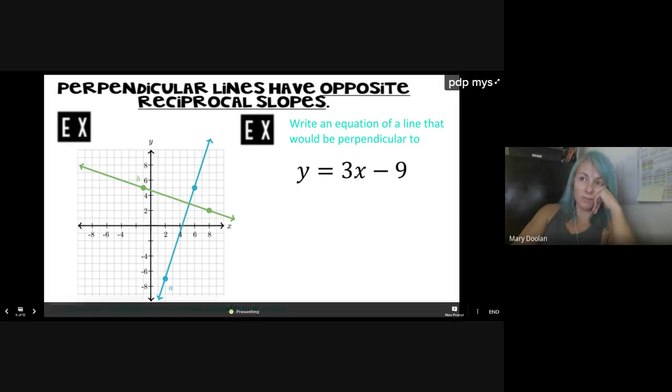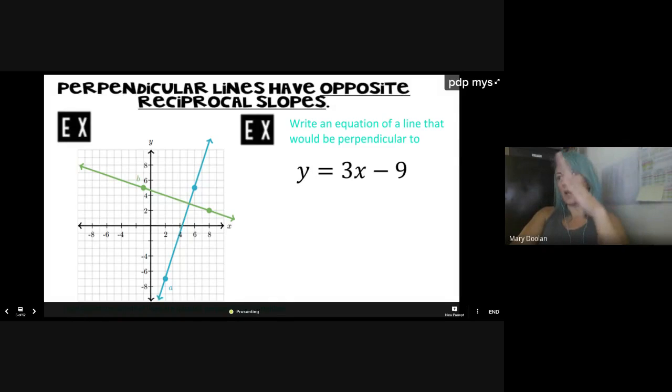Okay, so we've just shown that these are perpendicular lines. They meet at 90-degree angles because their slopes are opposite reciprocals. So that's with the picture.